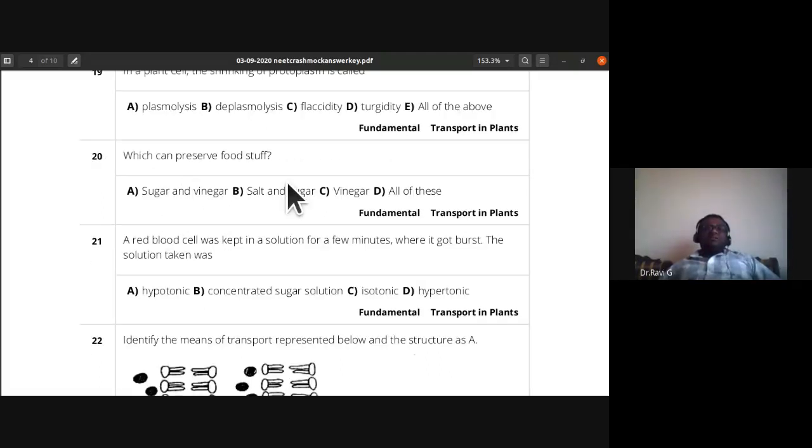20th, which can preserve foodstuff? Sugar and vinegar, salt and sugar, vinegar, all of these. See, all of these are preservatives. Even sugar is a preservative. If a large amount of sugar is there, the food doesn't get spoiled. So salt is also used for preserving certain food, isn't it? Pickles. Then there are dry fish, which are all salted varieties. So salt and sugar and vinegar, all of these can preserve the food stuff. Okay.